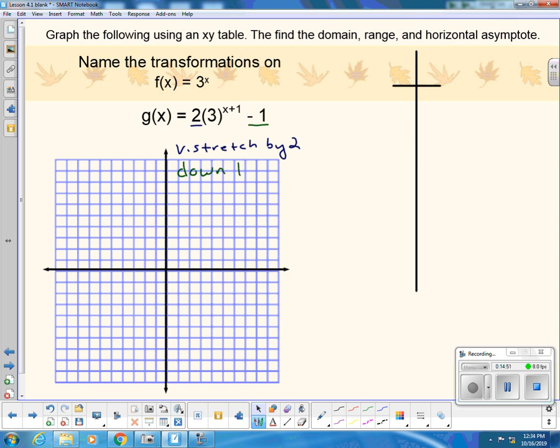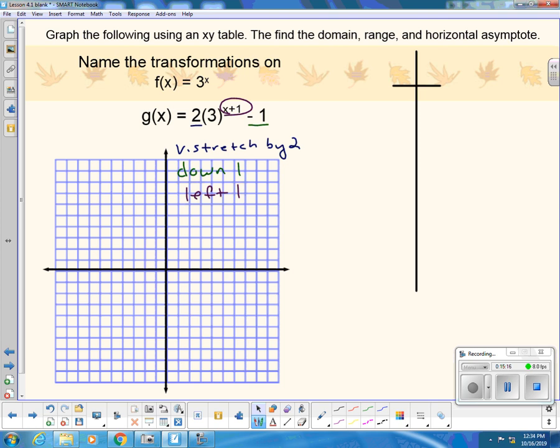Anything up here in this exponent position, that's a horizontal thing. So plus 1 with an x means left 1. So if it's happening up in the exponent area, that's an x thing. Everything else is y's. Okay? So in all, we vertically stretched this by 2, went down 1, left 1.